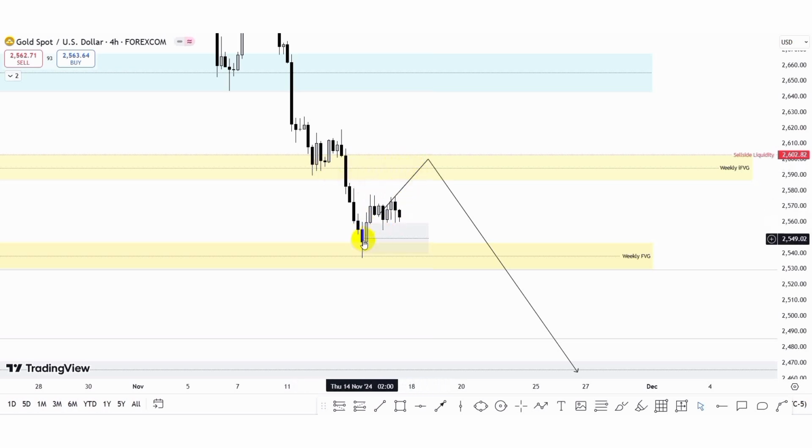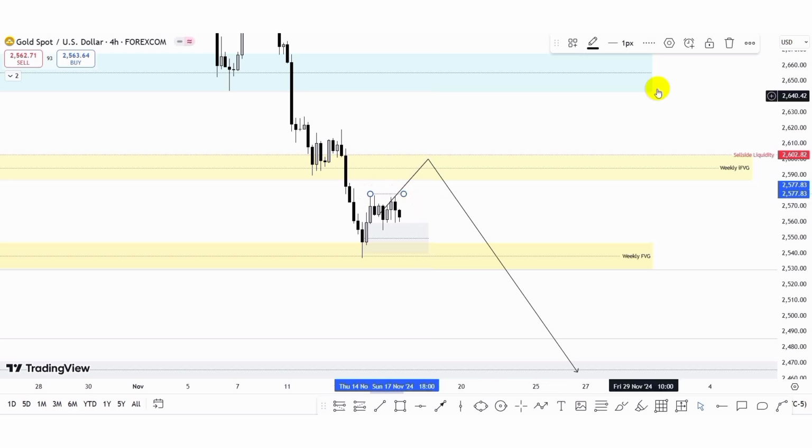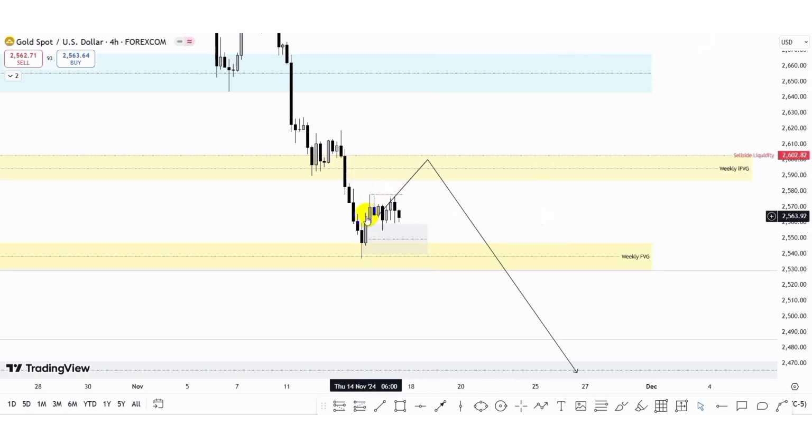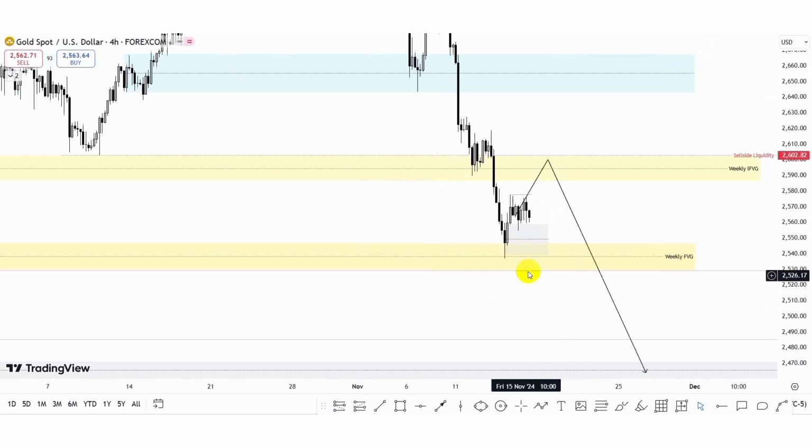So we could see this order block push price to the upside into this zone, and then we have the bearish continuation. We can also see we have these relatively equal high points. We have this liquidity resting above. So we could see price push to the upside, and then we have the fall to the downside.